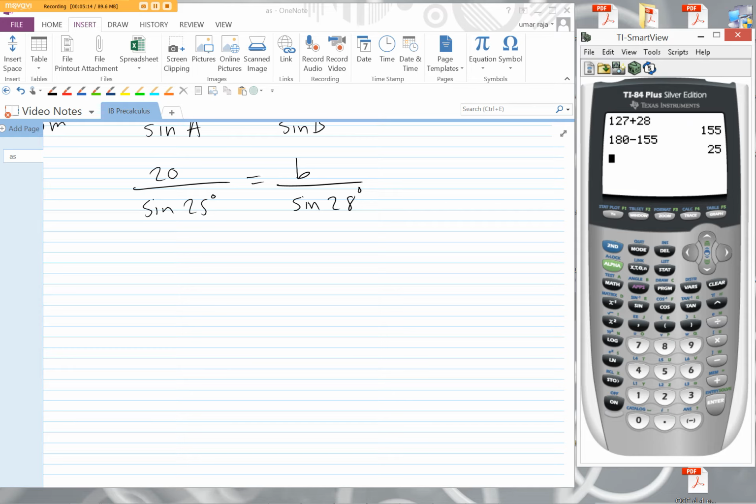Second, quit so you can go back to the main screen, clear this out so it looks nice. What do you have to do with this? Well, let's just go back to the problem. We're solving for the side B in this case. So we have to evaluate the rest of the function.